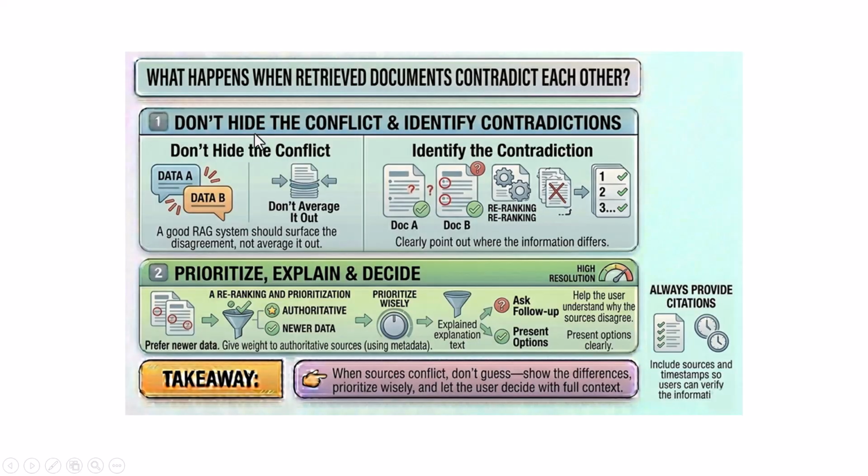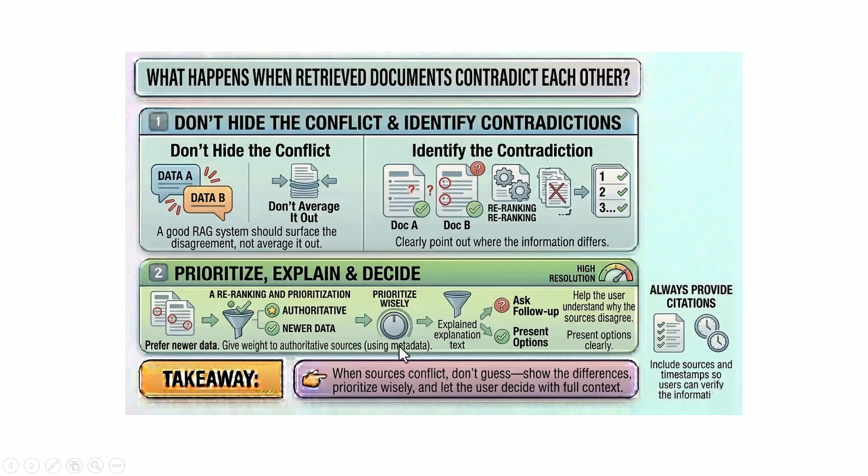Okay. Next one is what happens when retrieved documents contradict each other. First thing is don't hide the conflict, because a good RAG system should surface the disagreement, not average it out, right? And identify the contradiction, that is, clearly point out where the information differs. Also prioritize better sources, that is, prefer newer data and give weight to more authoritative sources using metadata.